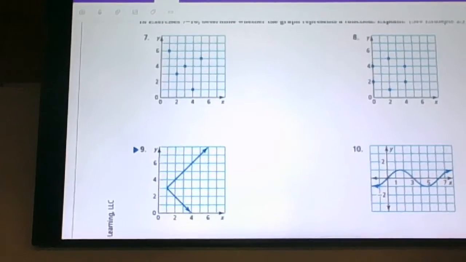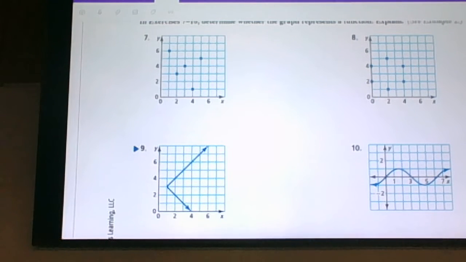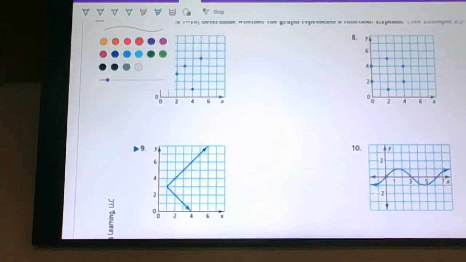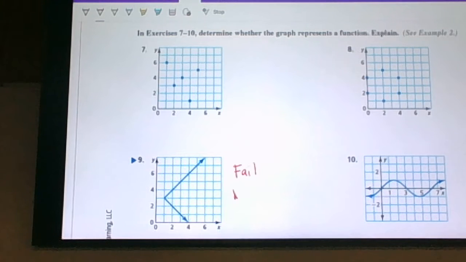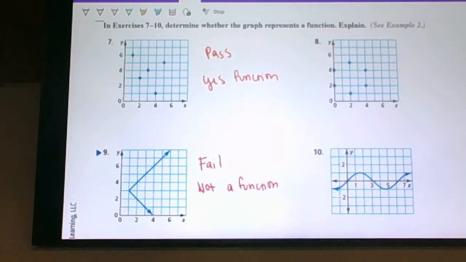All right, so this was your homework. These have some passes and fails. This one is an example of a fail. So this is not a function. And this is a pass. So this is a yes function. This is a fail, not a function. And this is a pass, yes function.